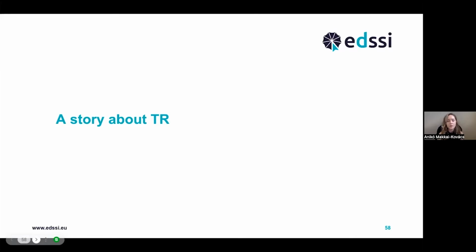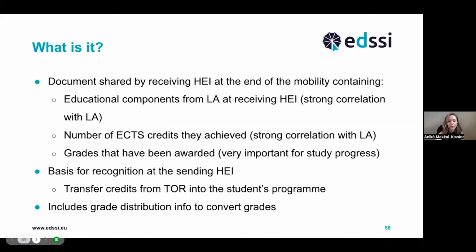Otherwise, you are basically just duplicating the study work for your studies. So what exactly is the transcript of records? It basically contains all of the credits that a student achieved during the mobility, the grades that you have been awarded, and of course the components. So for example, choir singing that you were taking at the host university.